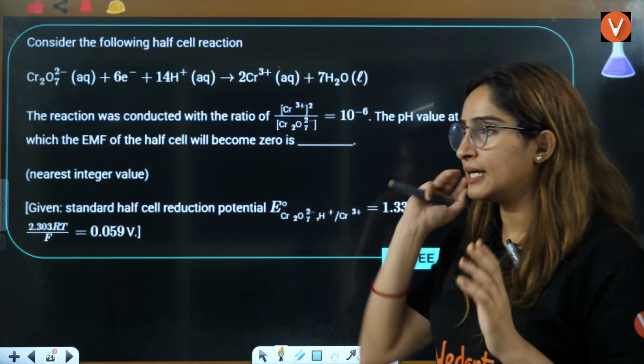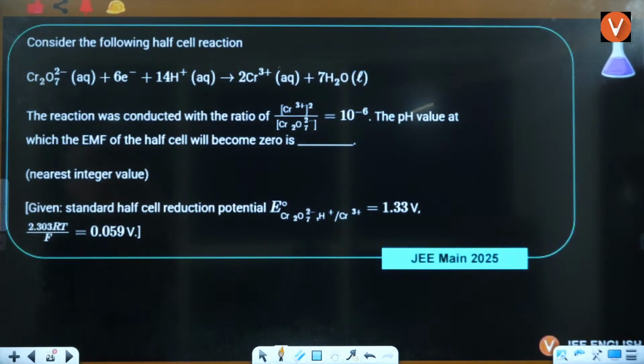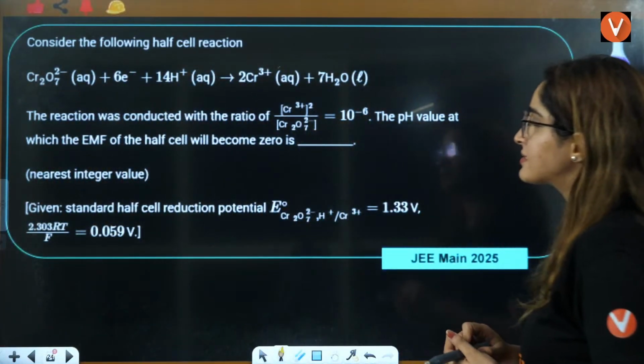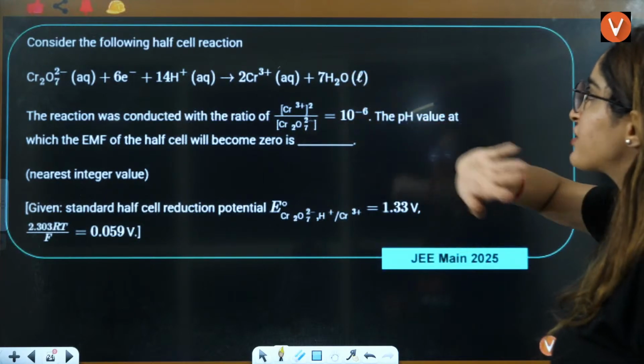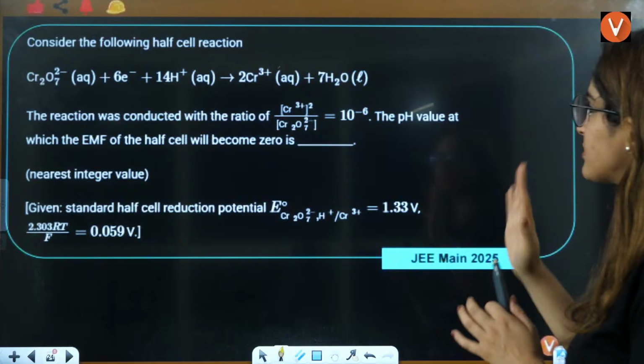Next question on your screen, we have here what they have given and what they are asking. Let's see that. Some equation is given to you. The reaction was conducted with a ratio of this and this.